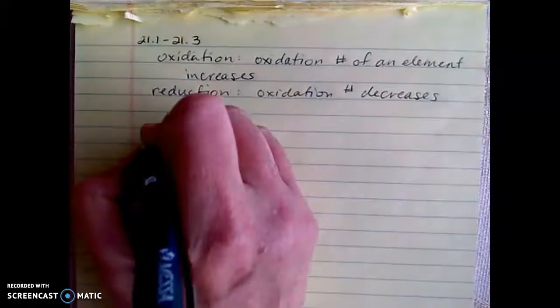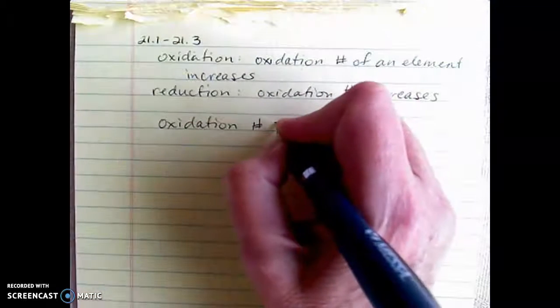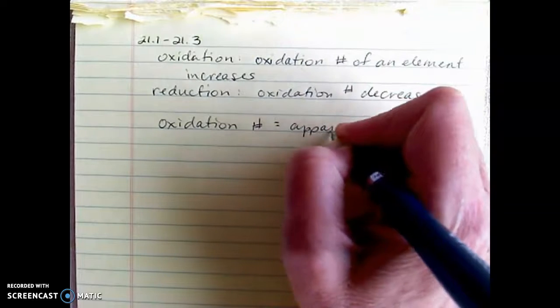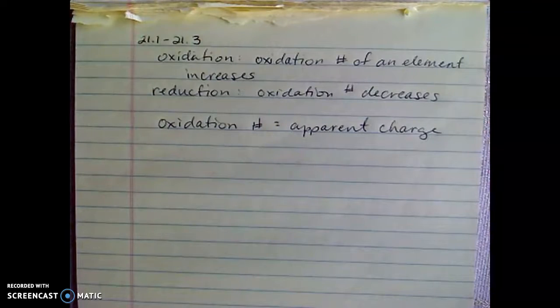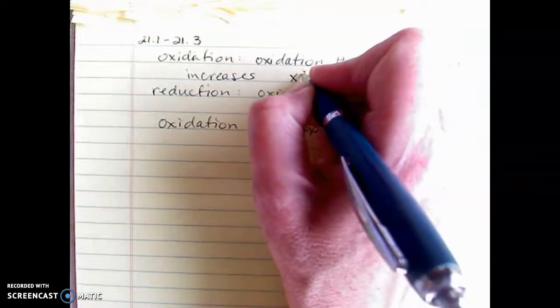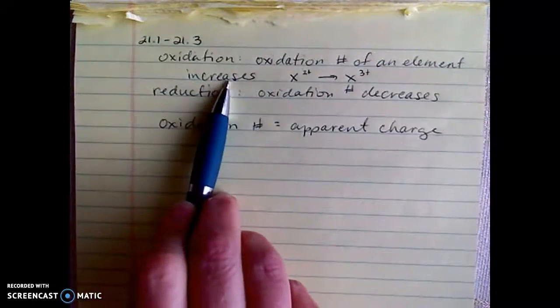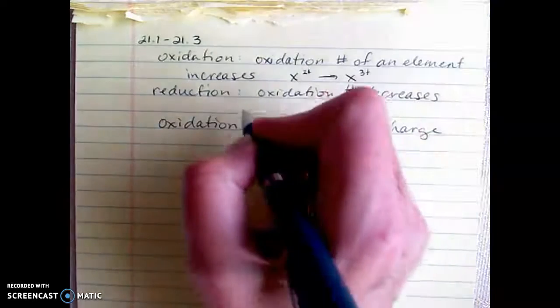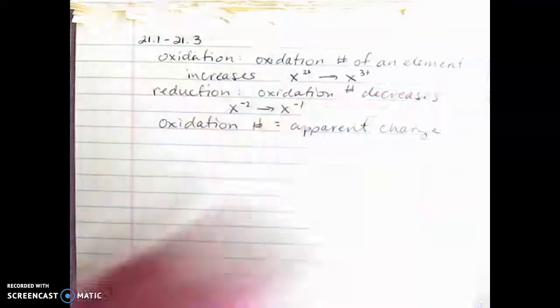Well, an oxidation number is known as its apparent charge. Now remember, an atom when it gets a charge is known as an ion, and this is caused by an increase or decrease of electrons. So you might see oxidation if your element goes from a 2 plus to a 3 plus. That is considered an increase in oxidation number. Or if it decreases, it might go from a -2 to a -1.